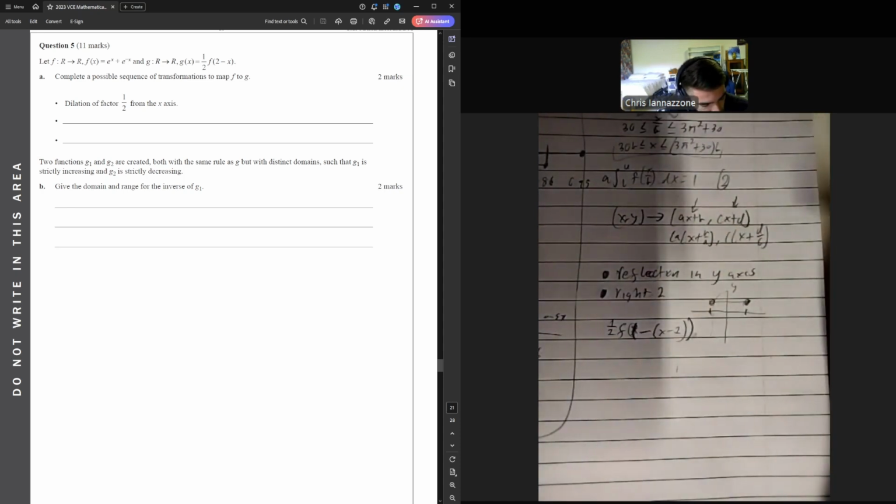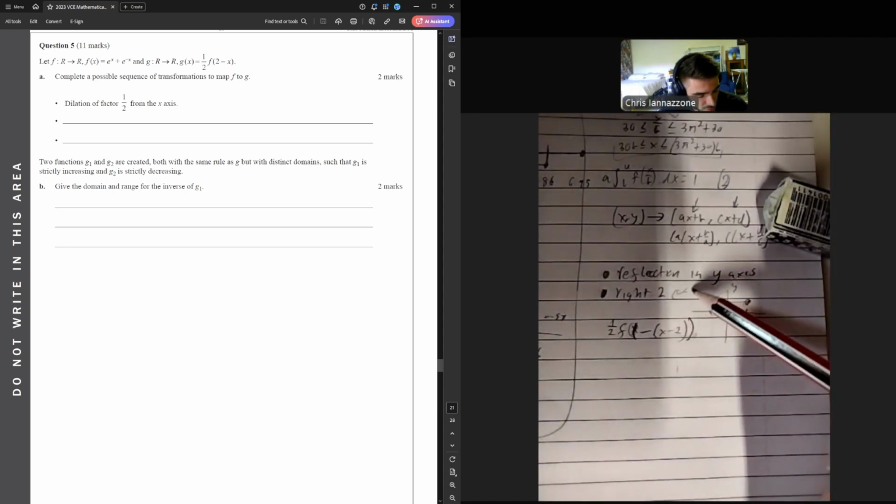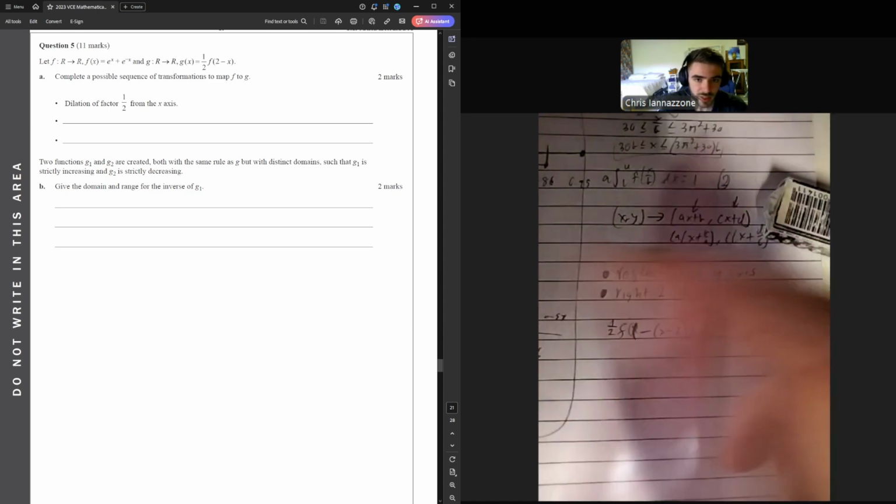If you want to be very specific with the terminology here, you would have to say a translation 2 units to the right, or you could say a translation of 2 units in the positive x direction. That obviously takes a fair bit of time to write out, so if you're short on time, my recommendation is just to write this, put a little star on the question, and then come back to it later.